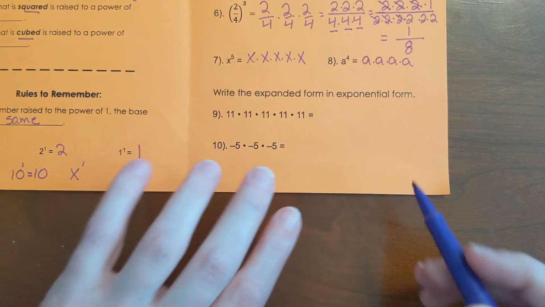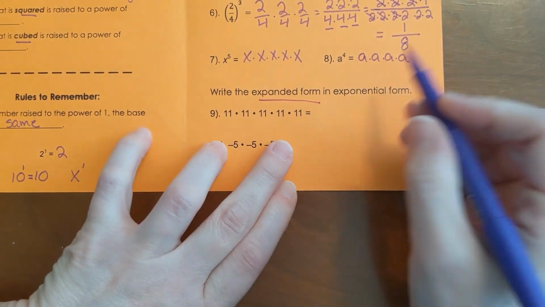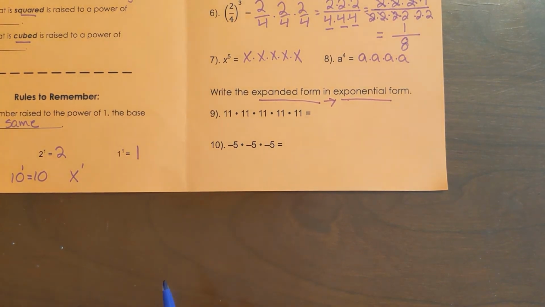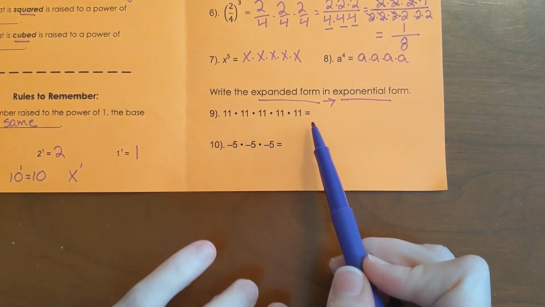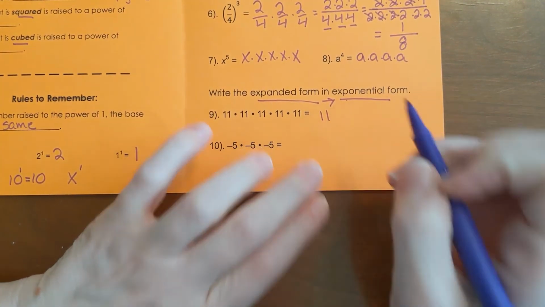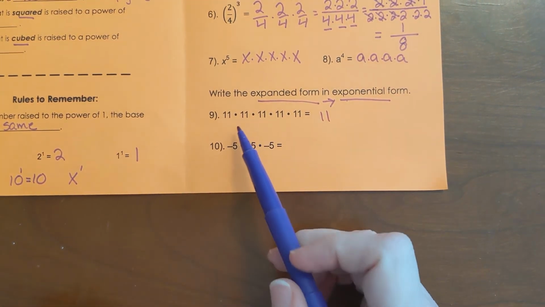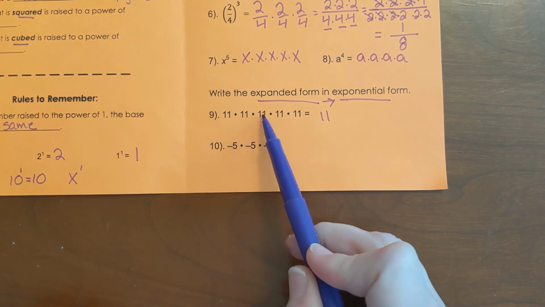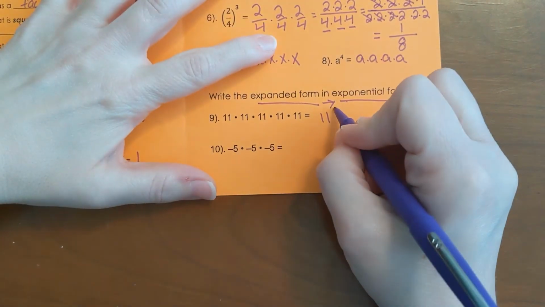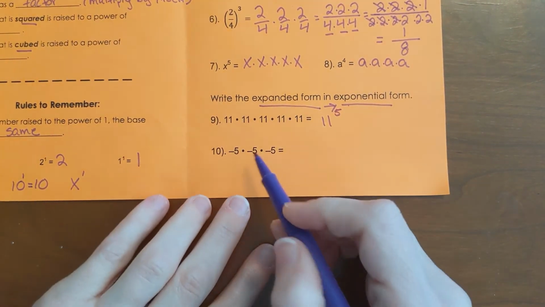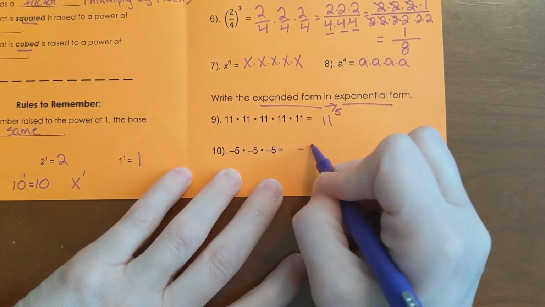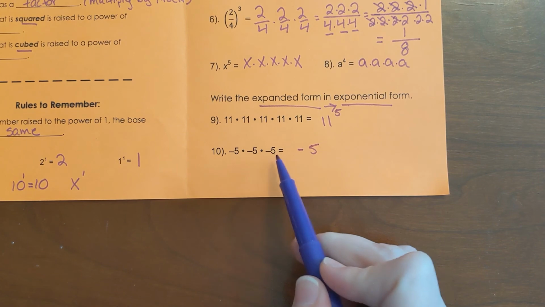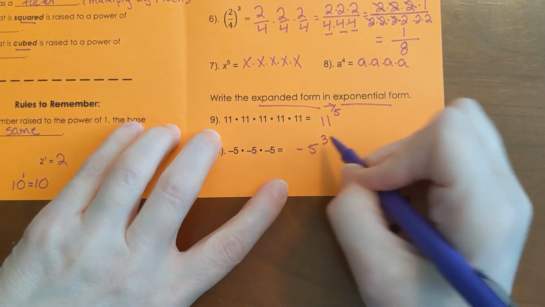So now 9 and 10 says, take the expanded form we've given you and take it back to the exponential form. So I look and I see I have 11. So right off we should see that 11 is our base. That's the number that's being multiplied by itself. And how many times? 1, 2, 3, 4, 5. So my power should be 11 to the 5th. Now in number 10, I have negative 5 as a base, right? And it's multiplied by itself 1, 2, 3 times. So I know there's a power of 3.